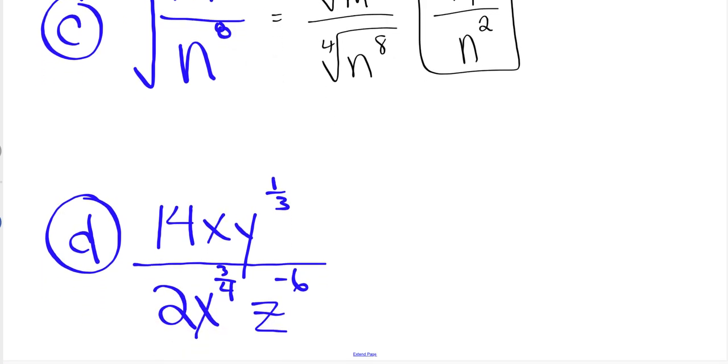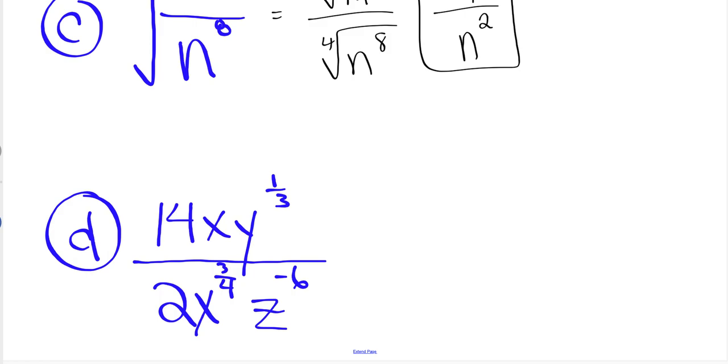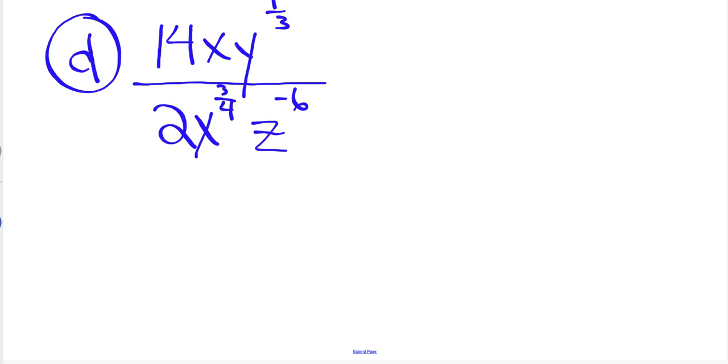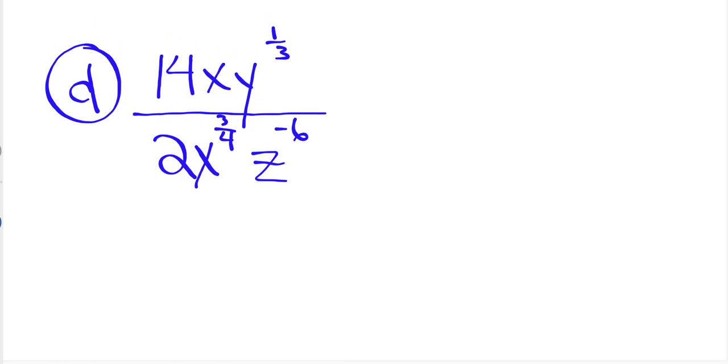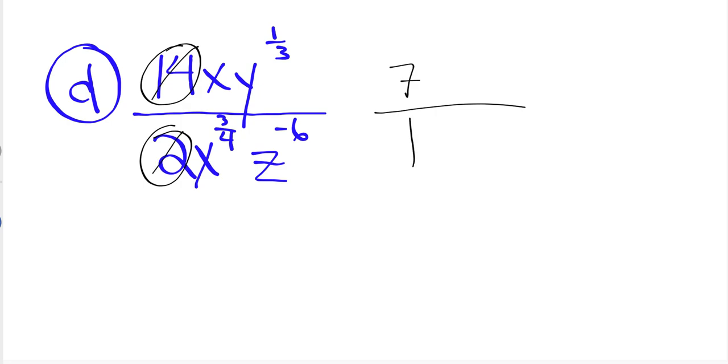And the one down here is a little bit more difficult because we have fractional exponents all over the place. So you have to think about how exponent properties work here. Let's look at these first. 14 and 2, those are just going to simplify to a 7 on the top and a 1 on the bottom. So we took care of those, just taking out a 2.